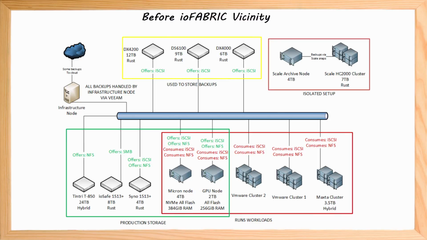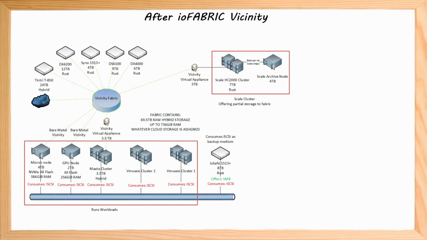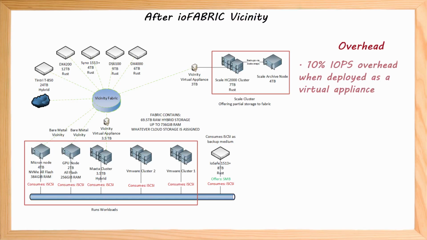There's not much to talk about when it comes to benchmarking Vicinity. It's almost entirely dependent on the hardware that makes up your storage. If you want it to go faster, add more RAM, flash, or networking. If you need more archival space, add some spinning rust. However, it wouldn't be much of a review if we didn't talk about the overhead. We've deployed Vicinity as a virtual appliance and observed approximately a 10% overhead in IOPS. Hypervisors impose a penalty on IOPS even when using pass-through disks, and there's simply no getting around that unless we go straight to bare metal.